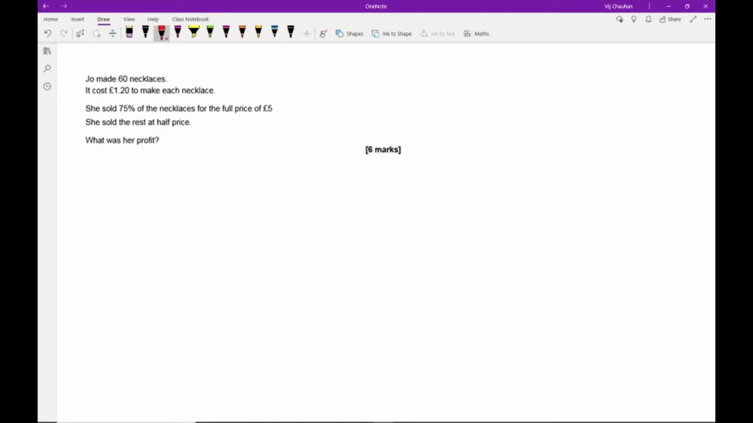which is what most GCSE papers are now marked out of. So it's a big question, and there's going to be a lot of things that we need to do. So let's read the question carefully. It says Joe made 60 necklaces. It cost £1.20 to make each necklace. She sold 75% of the necklaces at full price at £5 and the rest at half price.